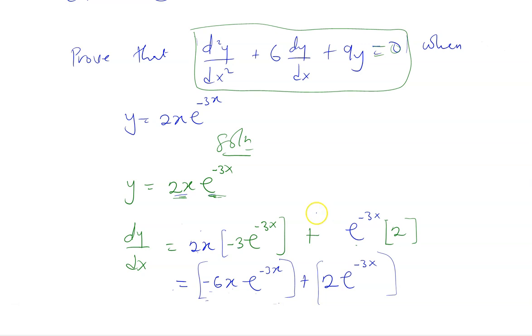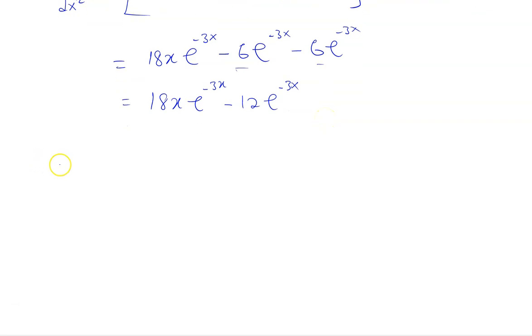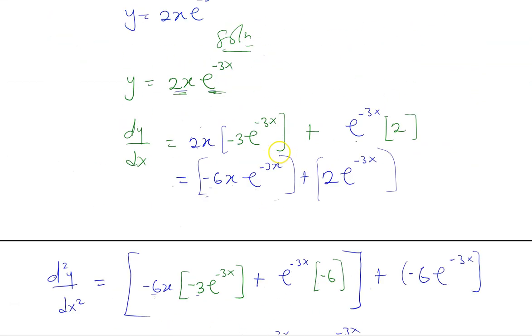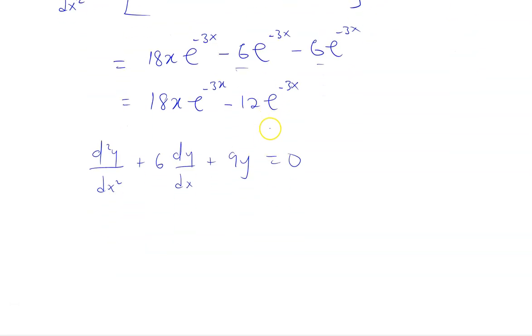d²y/dx² plus 6 dy/dx plus 9y should be equal to 0. That is, we should prove that d²y/dx² plus 6 dy/dx plus 9y should be equal to 0. I think I'm on the right path. Yes, I've been able to write the expression very well.